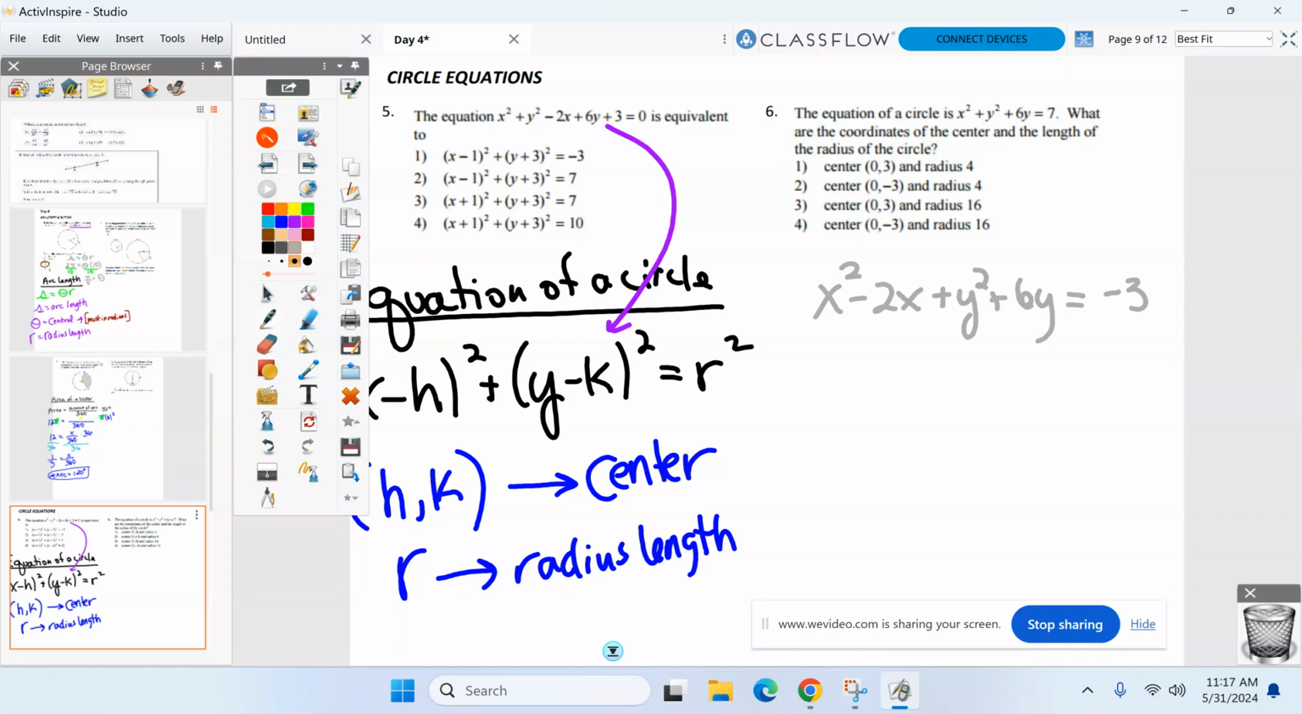Step 2. Notice your x's have an a and a b value. Your y's have an a and a b value. You need to calculate a new c value for each of them now. So x squared minus 2x plus, ready, this new c value that you'll calculate for me. And I have to do it with the y's as well. Y squared plus 6y plus new c value equals negative 3.